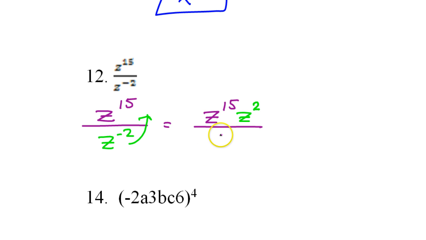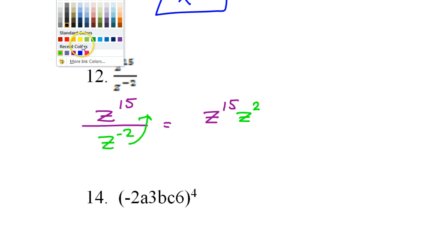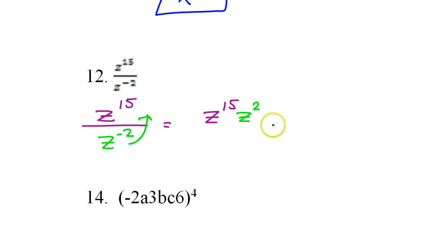I really don't need the fraction anymore because there's nothing in the denominator. So I just have this. Now I'm ready for my final answer. Of course I will add these, so that's going to be z to the 17th power.